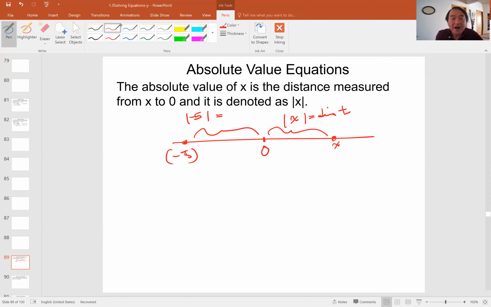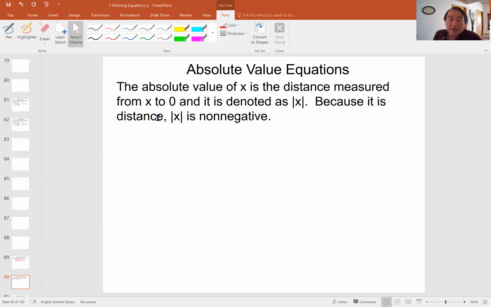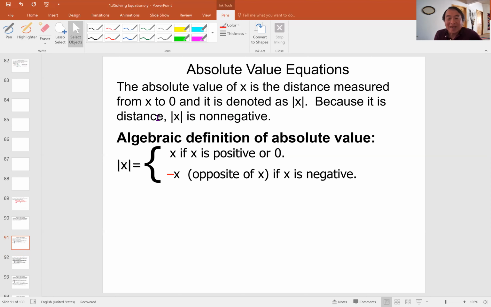And what's 5 in relationship to the number minus 5 itself? Minus 5, that's the number we're talking about. To make it into a 5, we put an extra negative sign on it to make it into 5. Meaning I want to talk about the distance. I don't want the sign related to it, okay? So it's never negative. And here's the algebraic definition, okay?